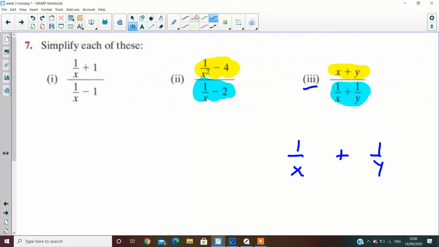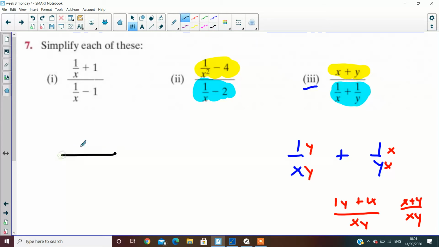Put a y there and a y there, and put an x and an x, and what does it turn into? 1y plus 1x over xy. Or I could also call it x plus y over xy. Is that right, you guys? Now we're going to do yellow divided by blue. Yellow is x plus y. And what's the blue one? x plus y over xy.